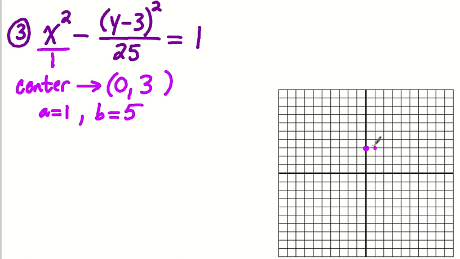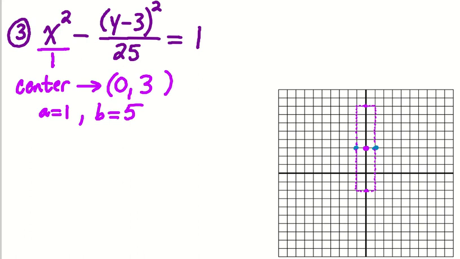So my a value, so there's my two vertices. 1, 2, 3, 4, 5. 1, 2, 3, 4, 5. So there's my one vertex. There's my other vertex. Again, 1, 2, 3, 4, 5. Okay, looks pretty good.